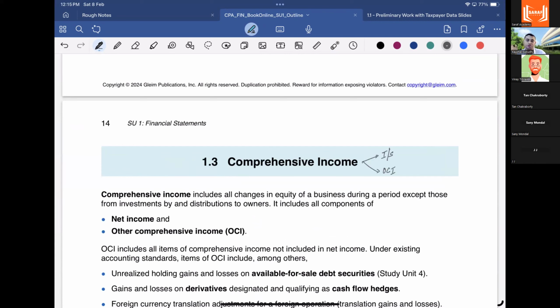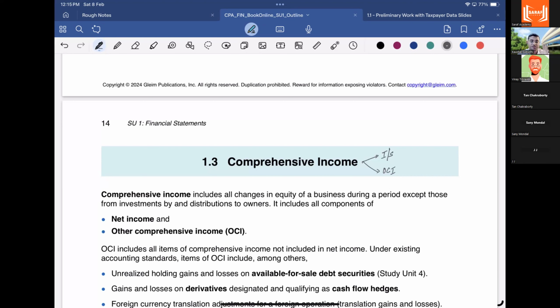ठीक है ना? So income statement जो है वो अभी हमने किया हुआ है, सब यूनिट नंबर 1.2 में हमने जो किया वो था इनकम स्टेटमेंट. OCI जो है वो है अदर कॉम्प्रिहेंसिव इनकम, जो हमने अभी तक नहीं किया हुआ है, वो जो कि हम 1.3 में करने वाले हैं, वो है OCI.